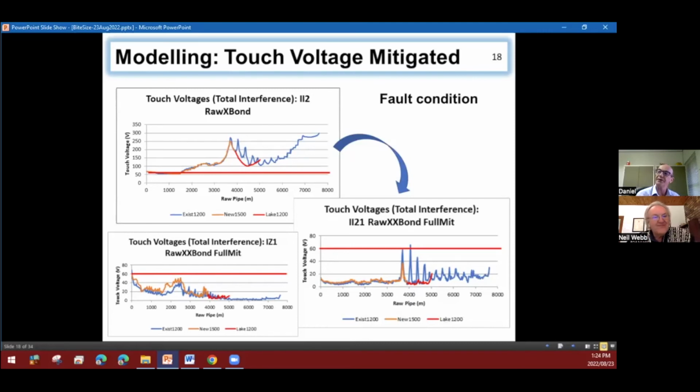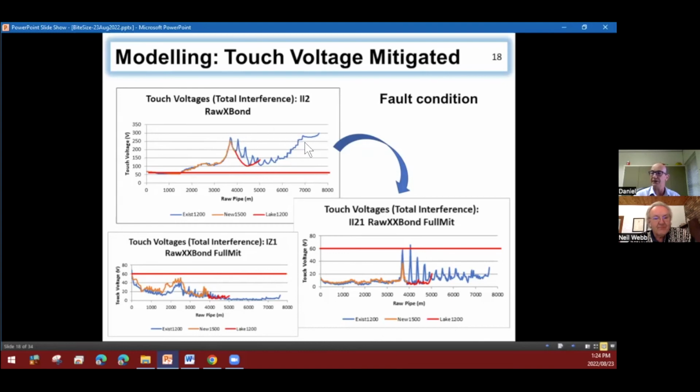Then, Neil, just to show the mitigation, one of the models that I can explain is a model that we've done at faulted condition. This is before we did any mitigation. This is an 8-kilometer pipeline. We are showing three pipes here on the graph. On the left hand, we've got the touch voltage for the 8-kilometer pipeline. The red line there is our 60-volt touch potential criterion, and we can see we're okay for the first kilometer and a half, but thereafter we are exceeding, coming into 250, 300 volts.